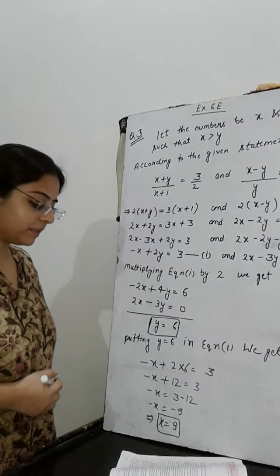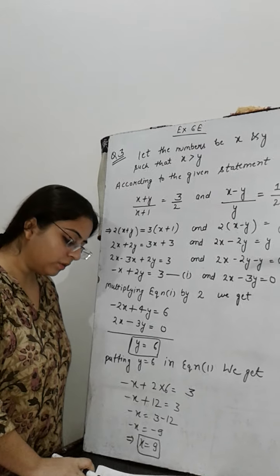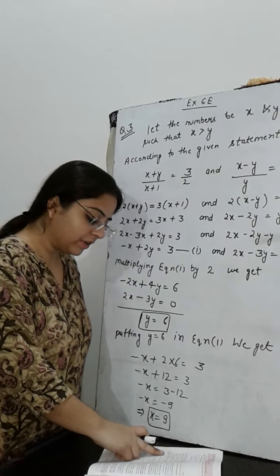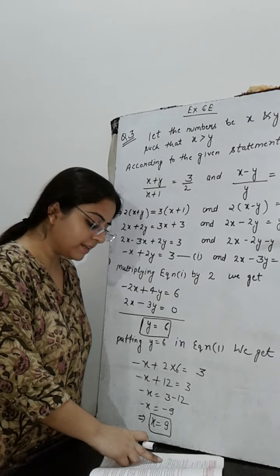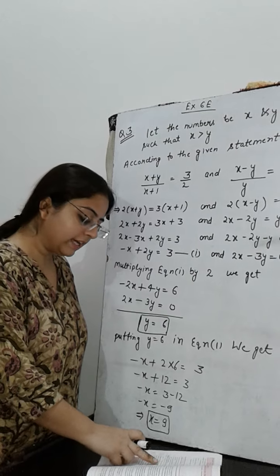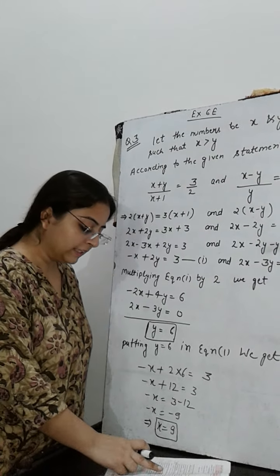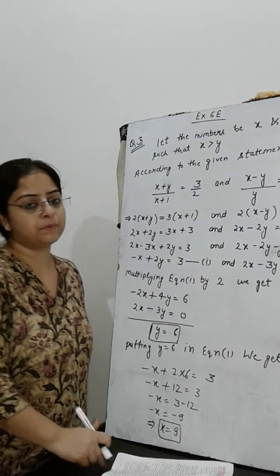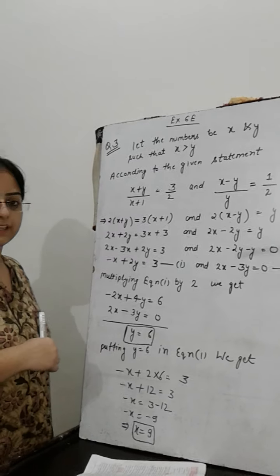Now see question number 3. In the third question, it is given that when the greater of the two numbers increased by 1 divides the sum of the numbers, then the result is 3/2. When the difference of these numbers is divided by the smaller, the result is 1/2. So find the numbers. In question number 3, we have to find the numbers.